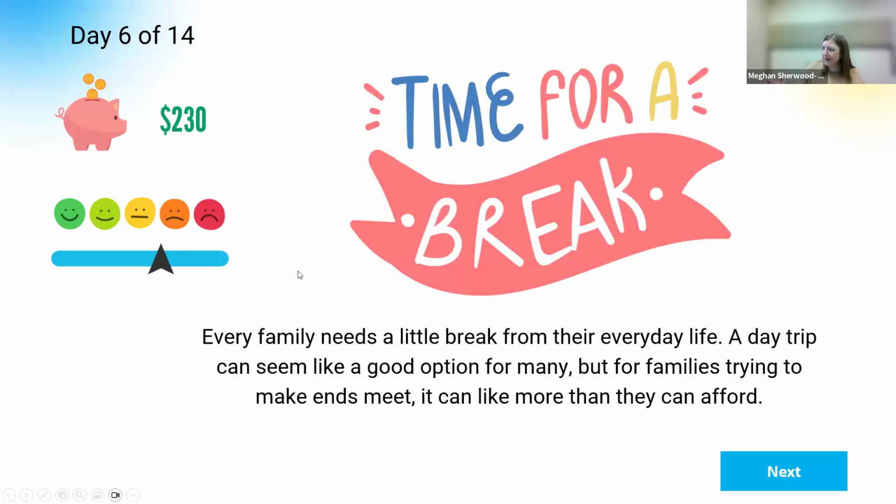And we know that everyone needs a little break from their everyday life. A day trip can seem like a good option, but ultimately choosing to fill up the tank can have budgetary implications that can cause stress in other ways. So you can still find ways to have some time as a family and have a little staycation maybe.